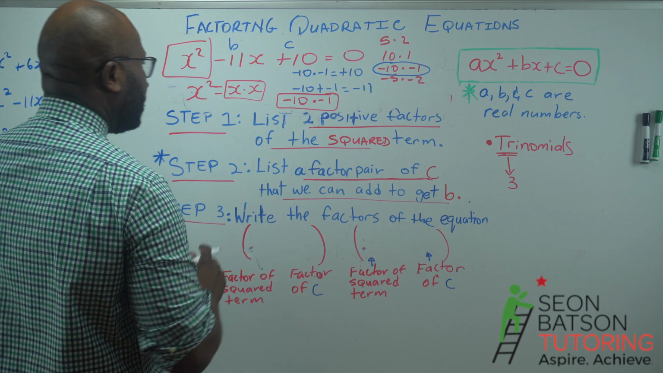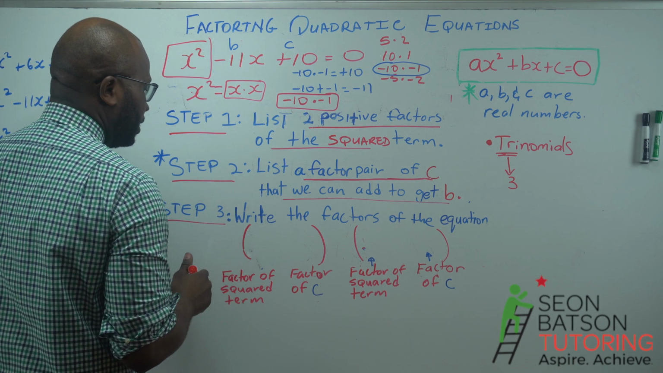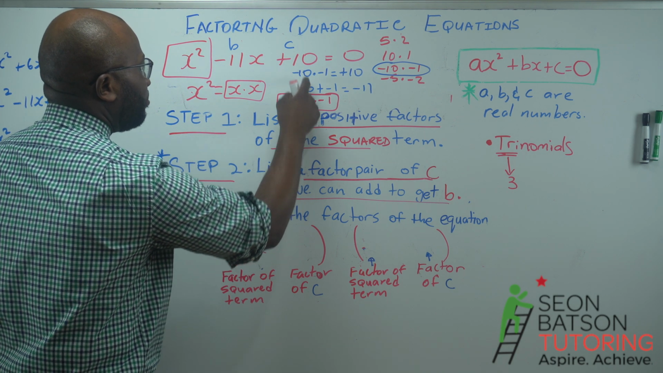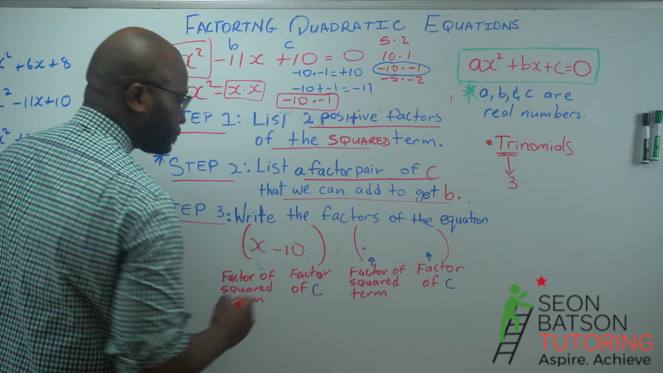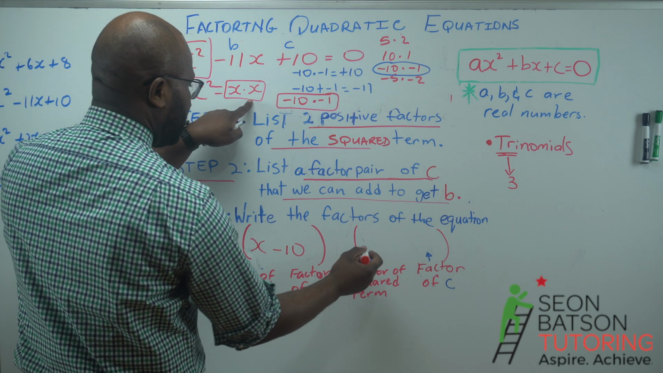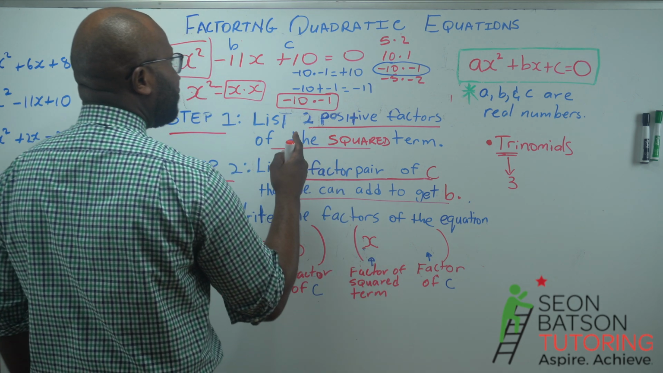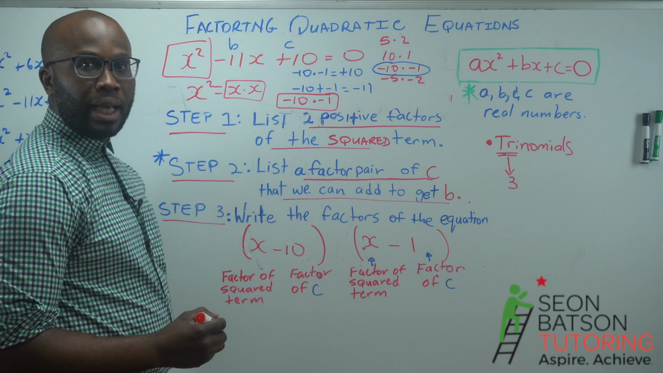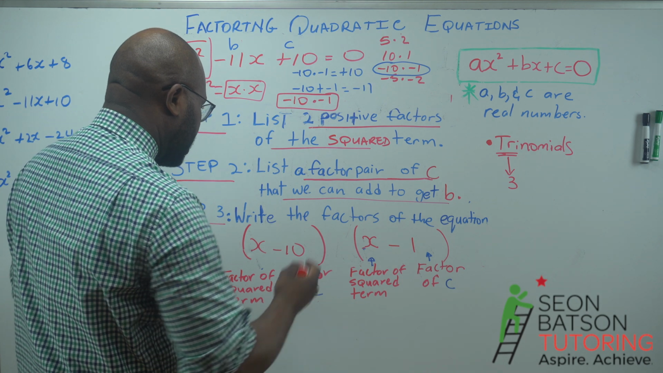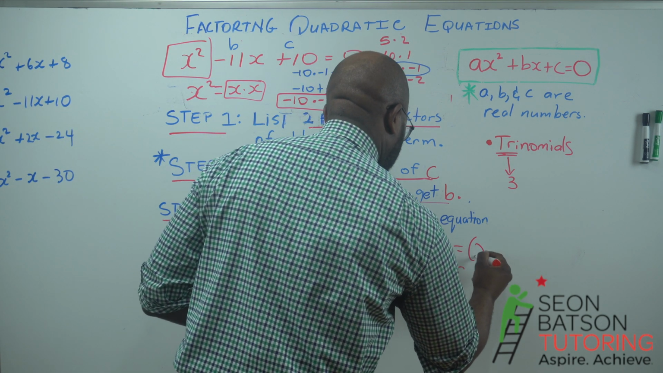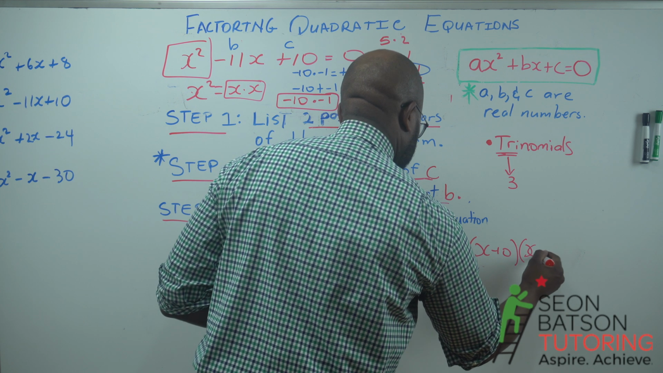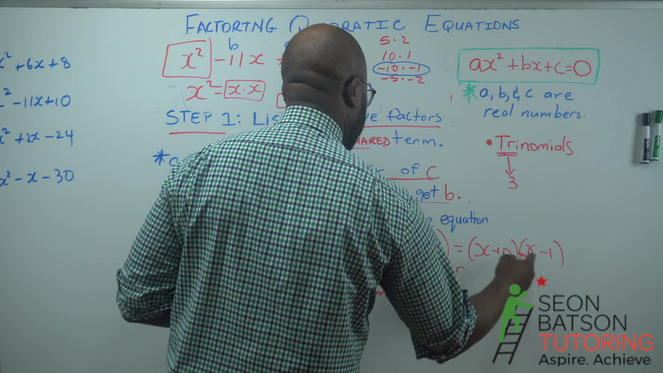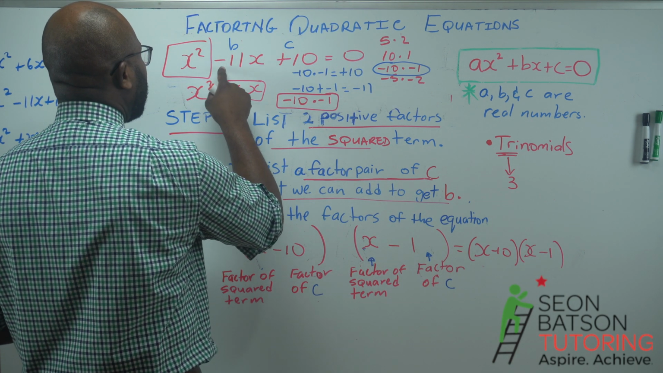Good so far? Now, let's factor. For the first factor of the equation, we will use the first factor of the square term, which is x, and the first factor of positive 10, which is negative 10. Then we'll use the second factor of the squared term, which is the second x, and the second factor of positive 10, which we used was negative 1. Yes? So we have successfully factored the equation. The factors are x minus 10 and x minus 1.